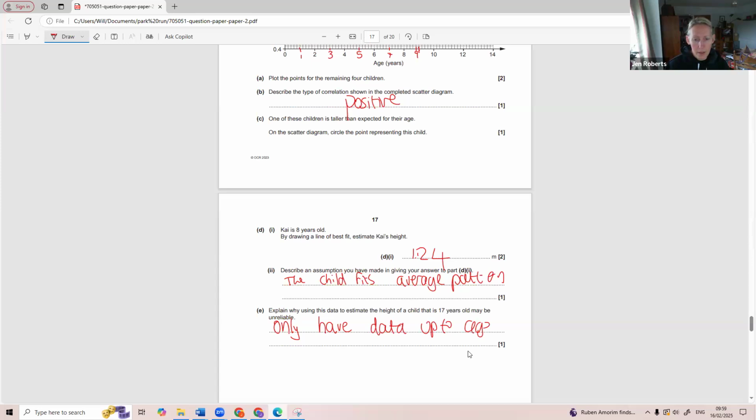Right, I'm going to look at the mark scheme again because there's quite a few different things you can have for this one. You could say the trend may not continue. The line of best fit should not extend beyond the data provided. Outside range of data provided, small sample. You could have also just said it's a small sample. What you cannot accept is that 17 is not on the graph, or the graph does not go up to 17, alone.